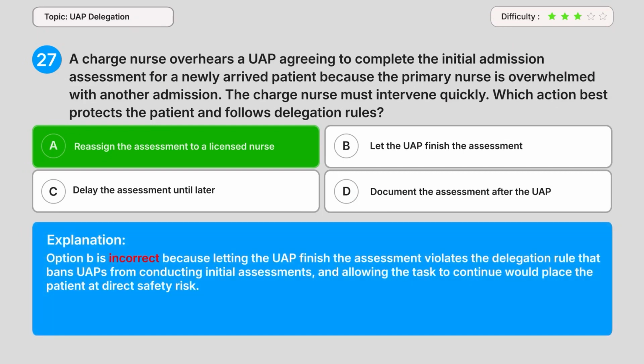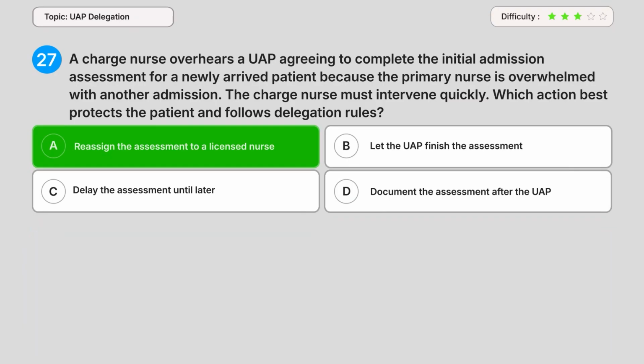Option B is incorrect because letting the UAP finish the assessment violates the delegation rule that bans UAPs from conducting initial assessments, and allowing the task to continue would place the patient at direct safety risk.